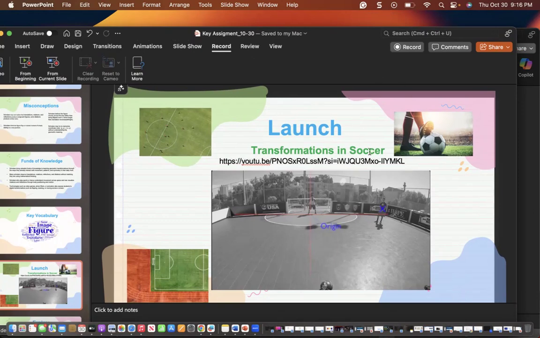So I used this video for the lesson launch, and it shows transformations through soccer. It's really cool because it shows how there are different shapes that are located on the field, and then it shows real life transformations that are happening. It gives an example of translation, rotation, and reflection. The only one that doesn't happen is dilation.